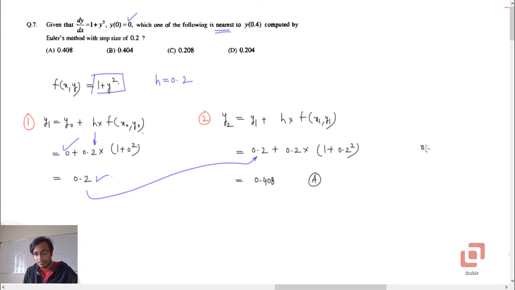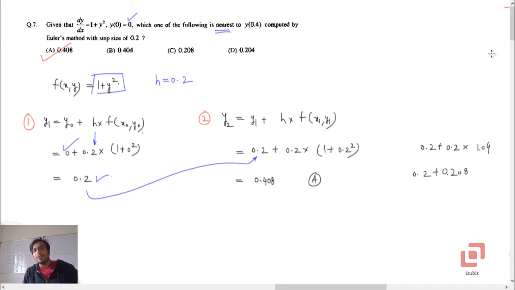If you want, I'll do it here. 0.2 plus 0.2 into 1.04. So it will be 0.2 plus this is going to be 208 with the decimal point sitting there. So if you add, you'll get 0.408. That is option A. Nowadays of course you have on-screen calculators, so it might be a bit tougher than the old days where we had the Casio calculators. So question 7, option A.